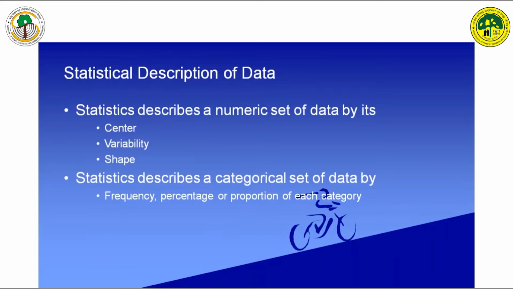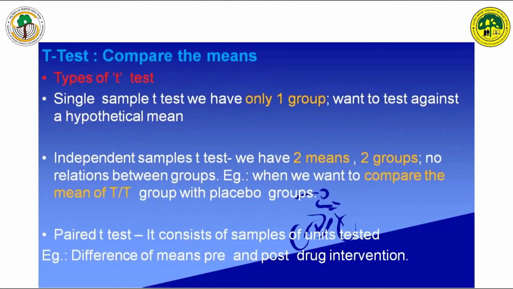So that's why it can be measured as a measure of central tendency. Statistics describe a categorical set of data by frequency, percentage, portion, and proportions of each category. And the t-test, I hope, is referred to as the Student's t-test.